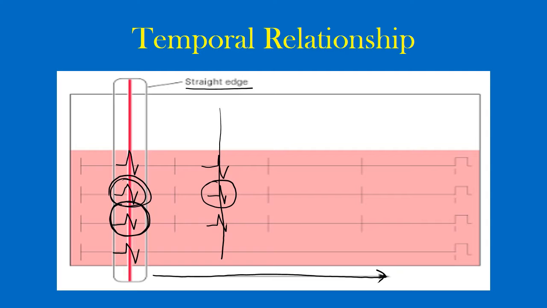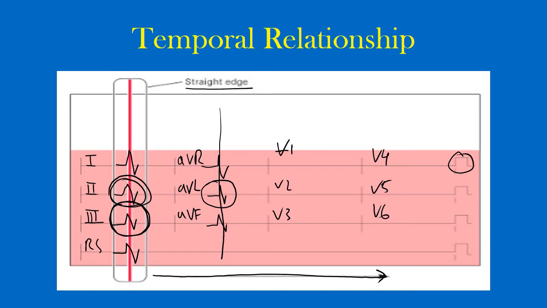So let's first label our leads. We said we have the limb leads here on the left 2 columns. So leads 1, 2, and 3. We have lead AVR, AVL, and AVF. And then our precordial leads, we have V1, V2, V3, V4, V5, and V6. And then finally at the bottom, we said we have our rhythm strip. And then don't forget, we have our calibration here on the right side at the end.